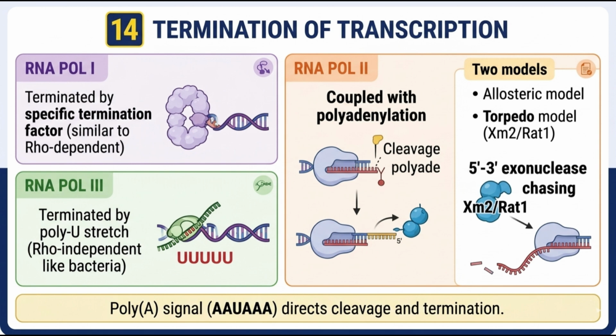The first is the allosteric model, where recognition of the polyadenylation signal causes conformational changes that destabilize the transcription complex. The second is the torpedo model. After RNA cleavage, the exonuclease XRN2, also known as Rat1 in yeast, degrades the remaining RNA attached to RNA polymerase II. When XRN2 catches the polymerase, transcription terminates. The AAUAAA sequence serves as the major polyadenylation signal.